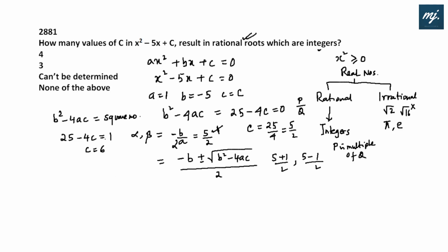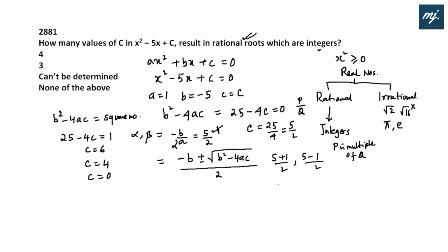If I make this square number 4, it won't be divisible. Then 9: 25 minus 9 is 16, so c would be equal to 4. The square root would be 3. Then we'll have 5 plus 3, 8 by 2, that is 4, and 5 minus 3, 2 by 2, that is 1. All are integers. Then if I make this 25, then c will be equal to 0. If c is equal to 0, the square root is 5. 5 minus 5 is 0, and 5 plus 5 is 10. Fine.